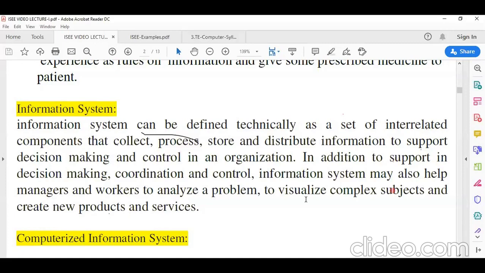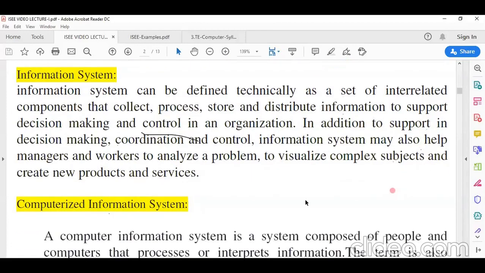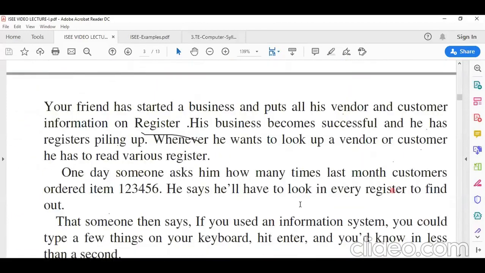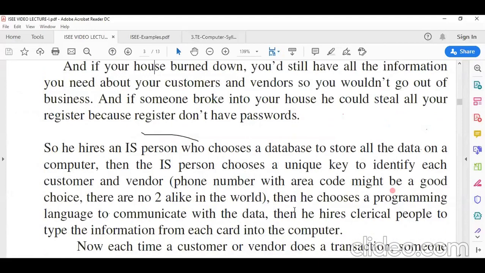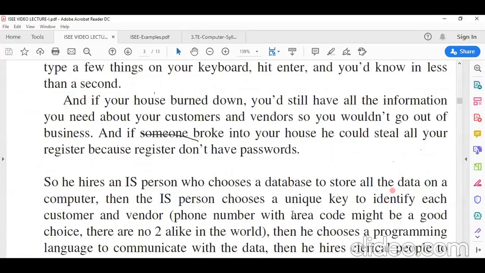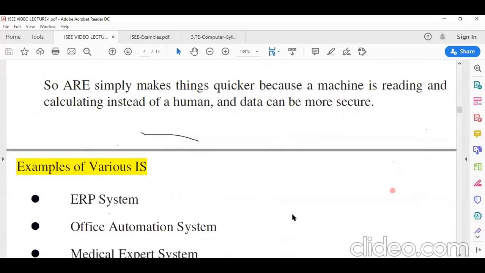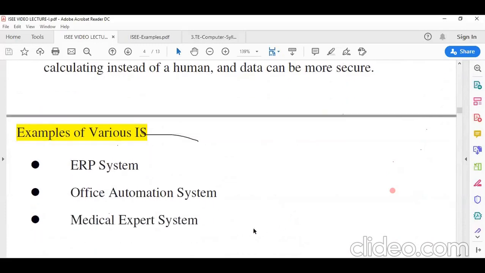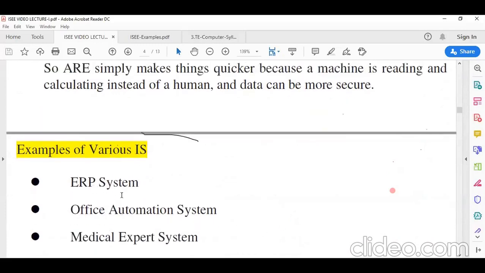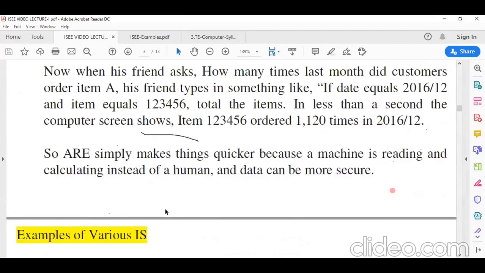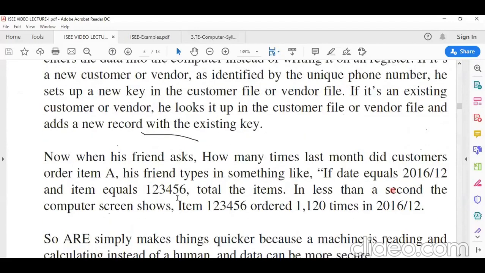Okay, sir. Day by day, we will make the improvement. Definitely. Now we have some barriers related to the networks. Got the point? Yes, sir. Next time, we'll understand some examples of information system and components of the information system. Okay.